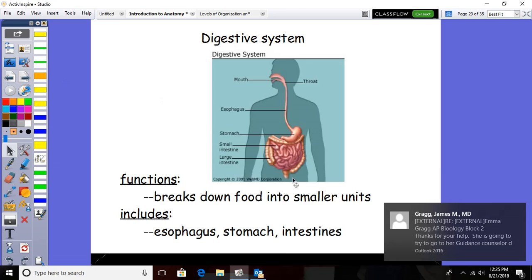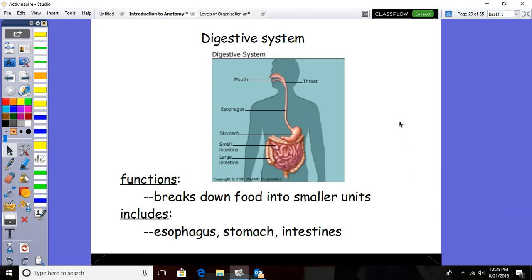All right, digestive system, okay? Your digestive system, I'm sure you're pretty familiar with. It's going to break down food into smaller units. So we're going to include the esophagus and the stomach and the intestines. That one's pretty straightforward. I don't think anyone's going to have trouble with that one.